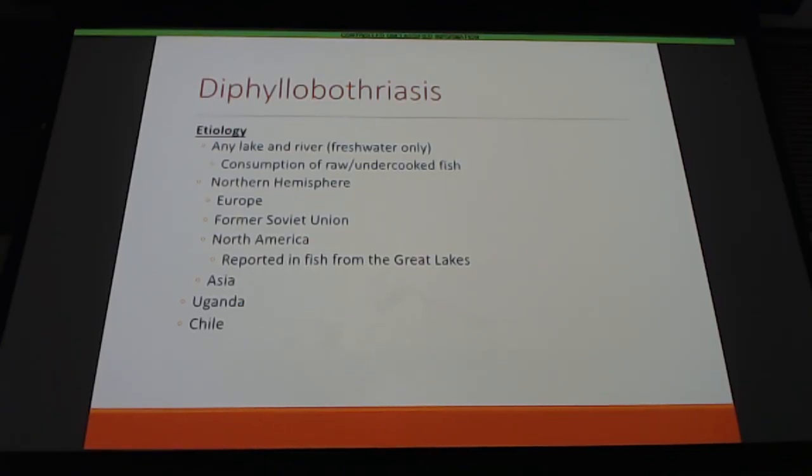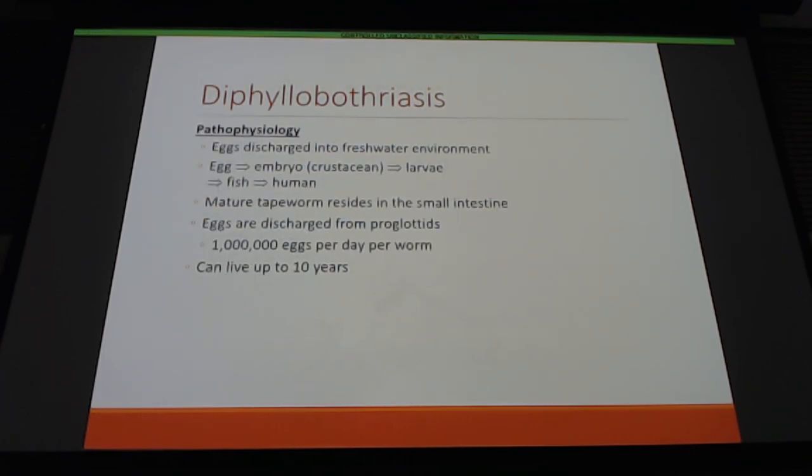So, a whole bunch of different places, but remember, consumption of raw or uncooked fish, freshwater fish specifically. All right. So here, a little bit different. Contaminated eggs are discharged into water, right? Goes into the environment. Some crustacean eats it, hatches out into larvae. Some fish eats that larvae, and then some predator fish eats that other little fish that ate that larvae, and then we catch that fish, and then we eat that fish. Usually the way it works.